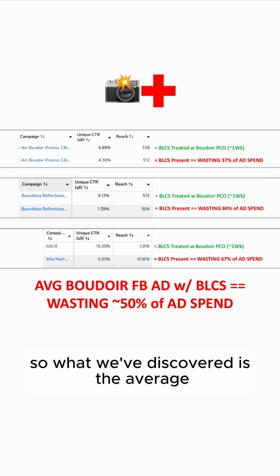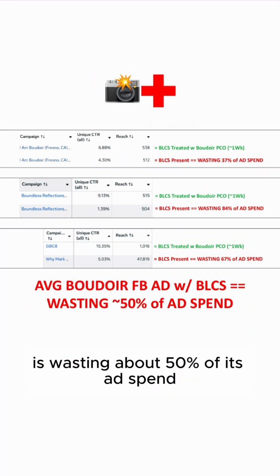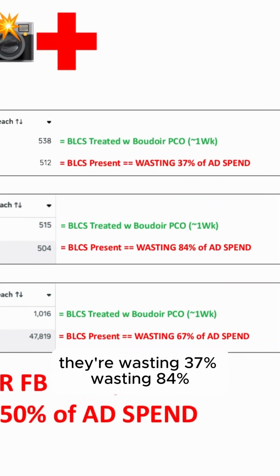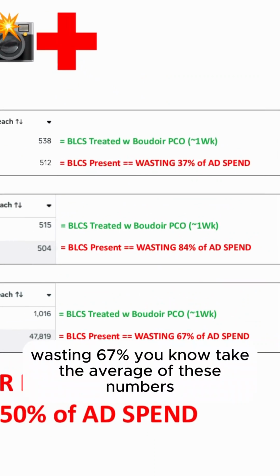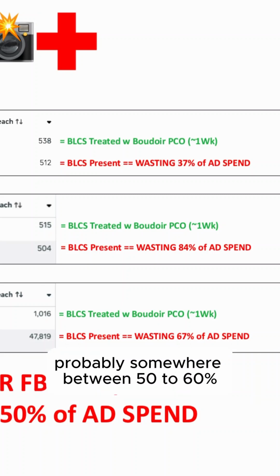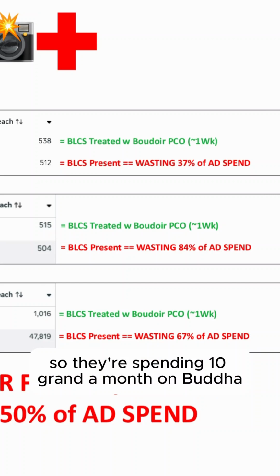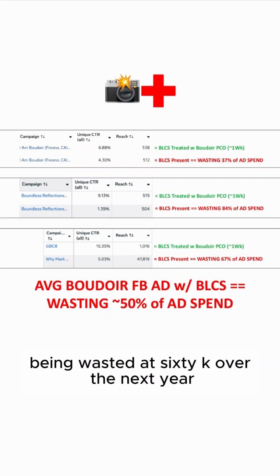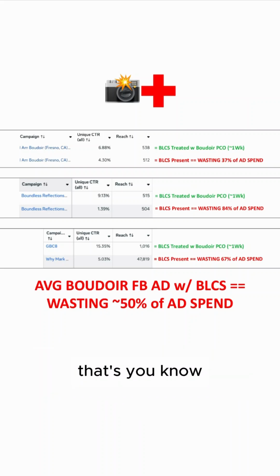So what we've discovered is the average boudoir Facebook ad with BLCS is wasting about 50% of its ad spend. I mean, look at the numbers here. They're wasting 37%, wasting 84%, wasting 67%. Take the average of these numbers, probably somewhere between 50 to 60%. So if they're spending 10 grand a month on boudoir Facebook ads, this means approximately 5K every single month's being wasted. That's 60K over the next year.